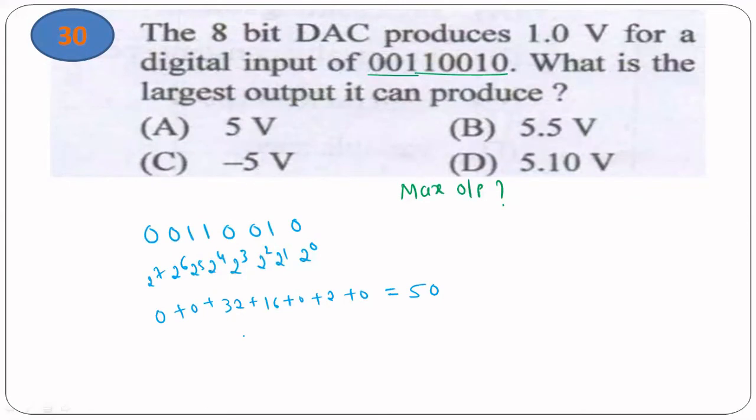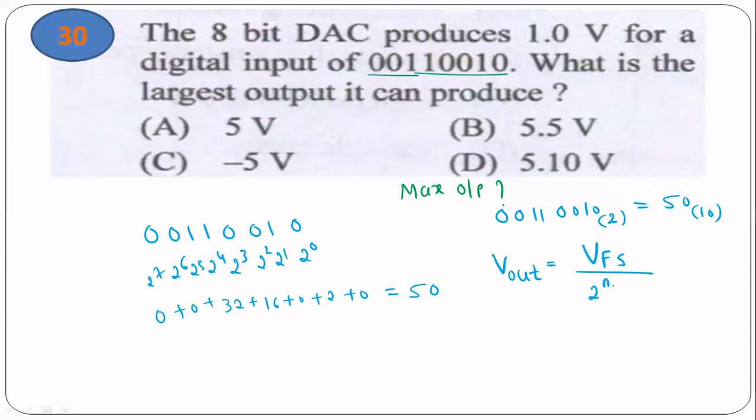So 50 is nothing but what? We know that 0, 0, 1, 1, 0, 0, 1, 0 is binary. 50 is the decimal number. Now, if I have to calculate the maximum output voltage, then there is a formula. So what is that formula? It is V out is equal to VFS divided by 2 to the power n minus 1 into input voltage.